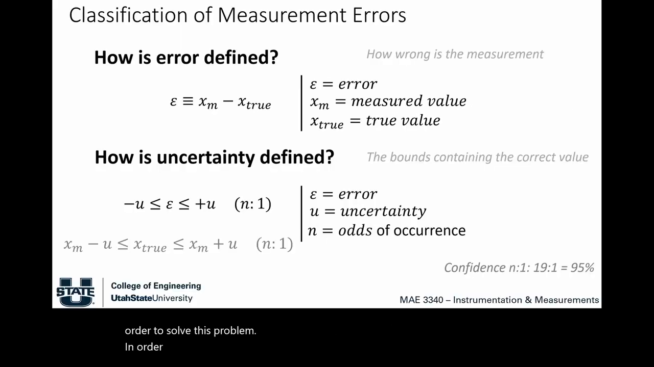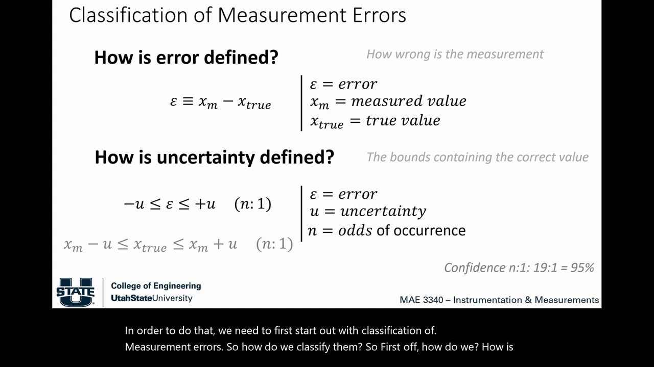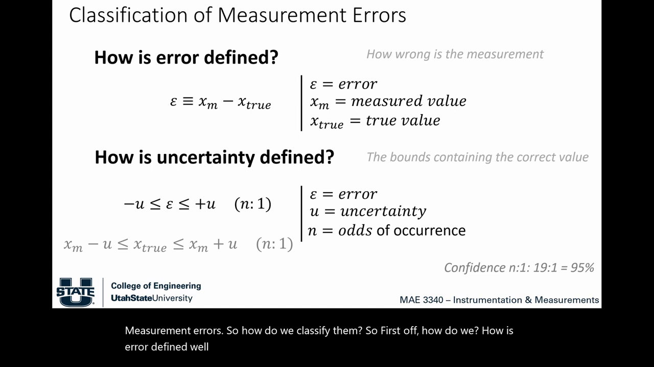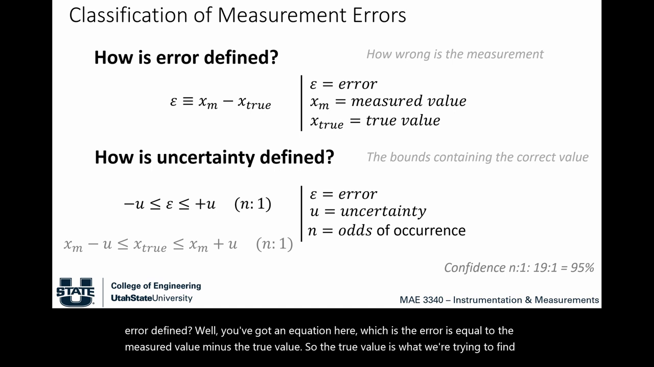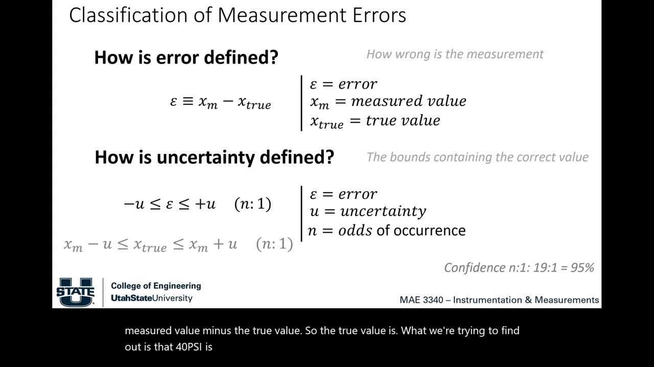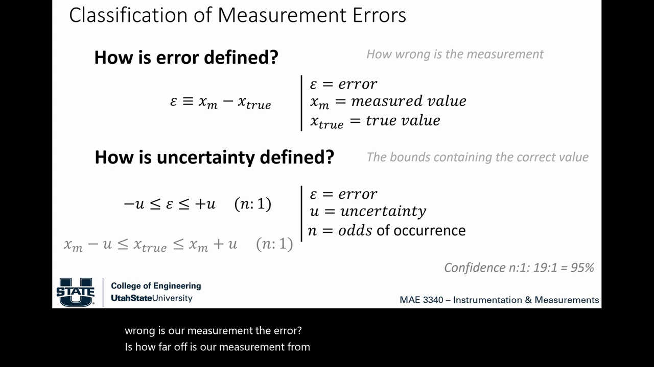In order to do that, we need to first start out with classification of measurement errors. So how do we classify them? So first off, how is error defined? Well, you've got an equation here, which is the error is equal to the measured value minus the true value. So the true value is what we're trying to find out. Is that 40 psi? Is that 6 feet? Is that 14 micron? And so the question here is, how wrong is our measurement? The error is how far off is our measurement from the true value, okay?